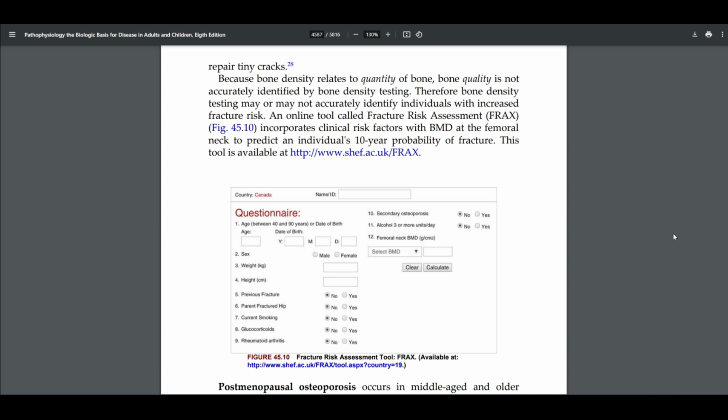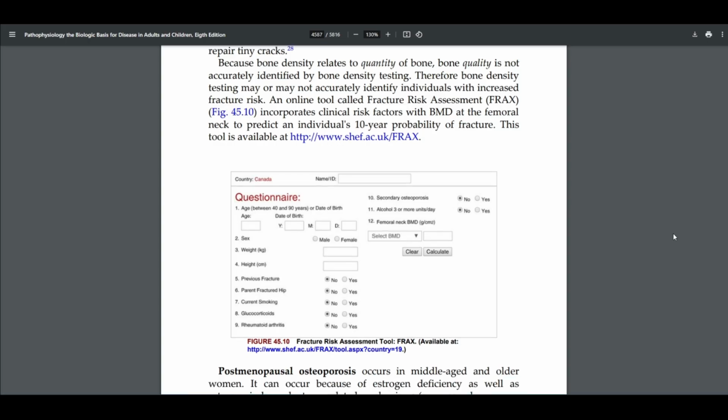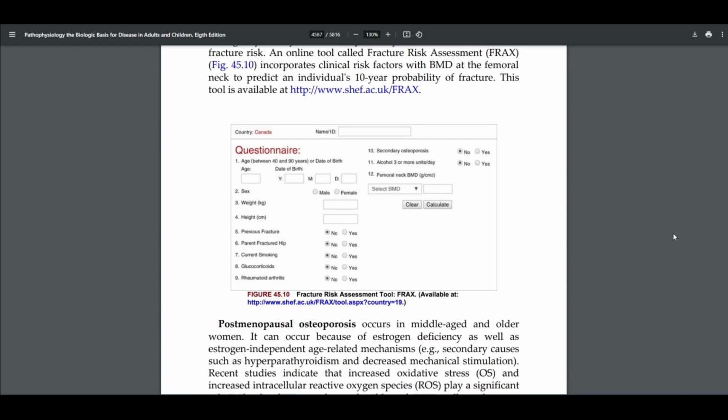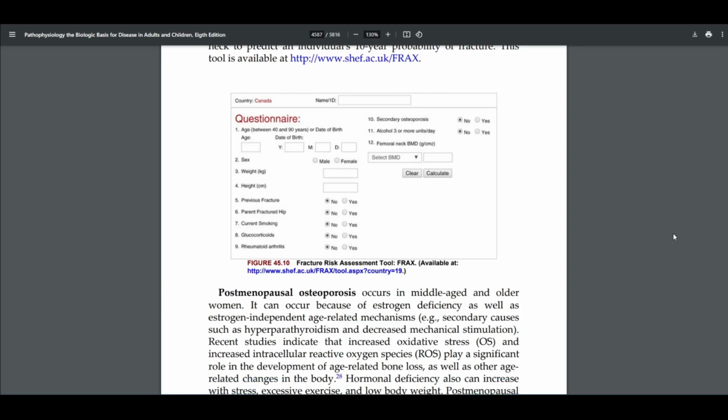An online tool called Fracture Risk Assessment incorporates clinical risk factors with BMD at the femoral neck to predict an individual's 10-year probability of fracture. This tool is available here at this website. So if you want to hit pause and take a look at that website, you are welcome to.